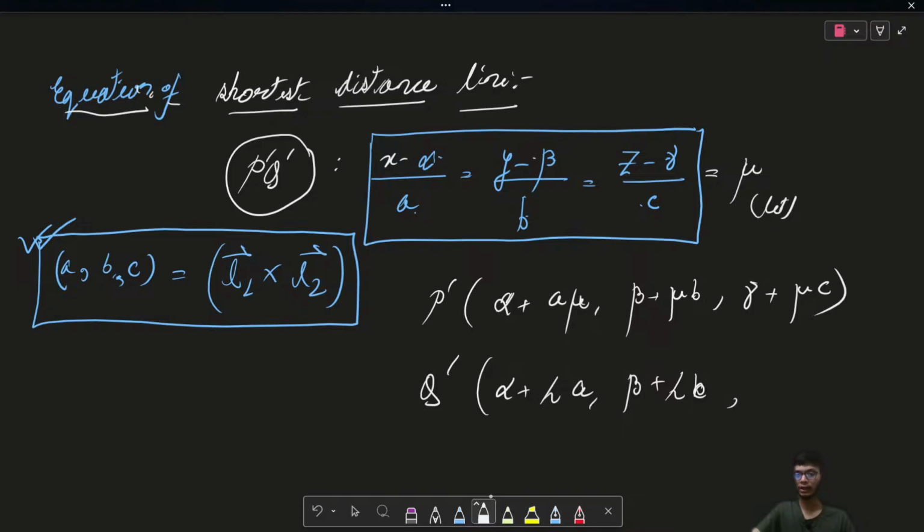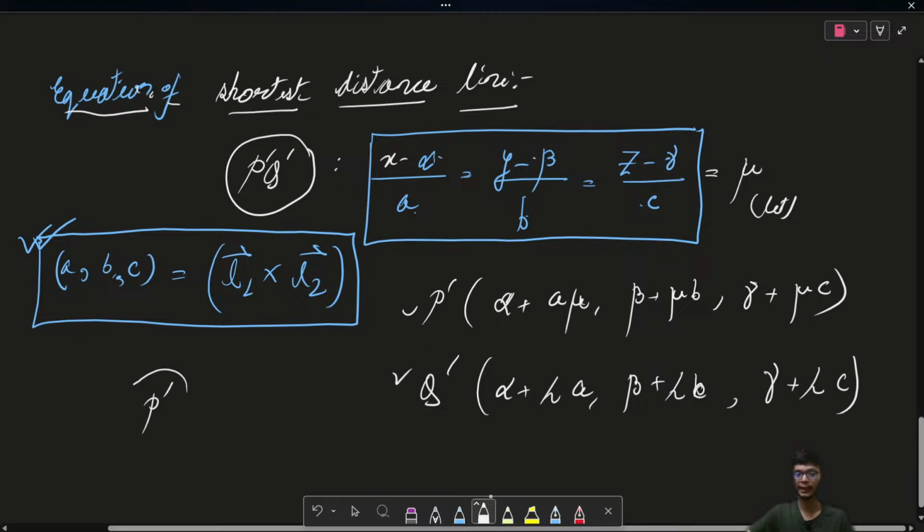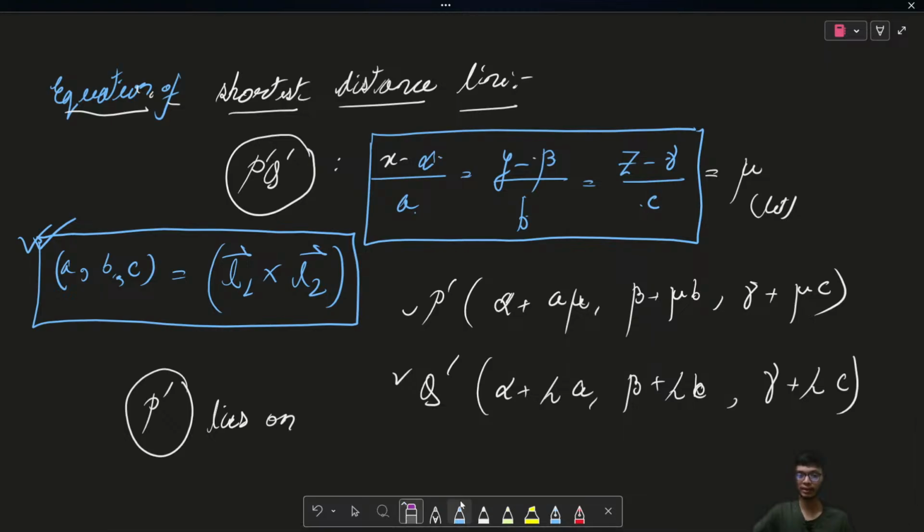So this is how I will obtain my P dash and Q dash. And I will simply solve for that. I will solve for P dash, which also lies on this particular line L1. So P dash lies on line L1.